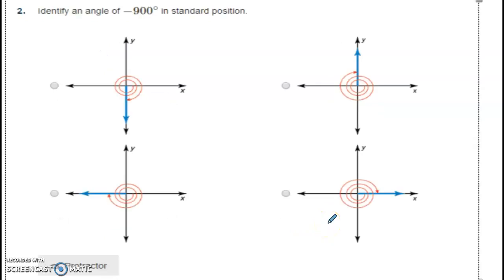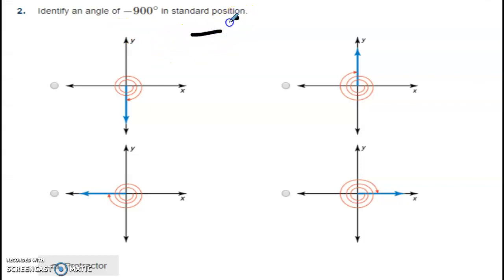Now, number 2 is a little bit different because it's negative 900. 900 degrees in standard position. So this one, you're going to start on the x positive axis and look at which one is negative 900 degrees. So probably the first thing that I would do is recognize I'm going to be going counterclockwise. And I'm going to just look at this and say, well, it's at negative 900.